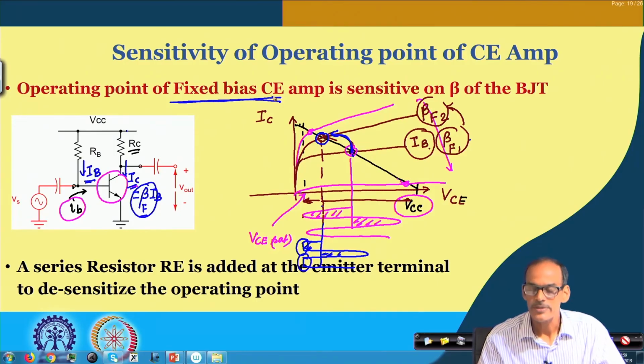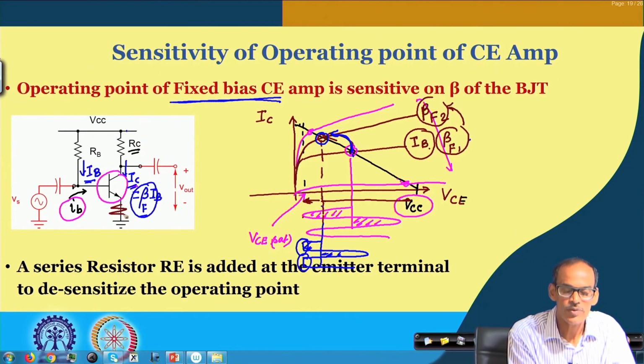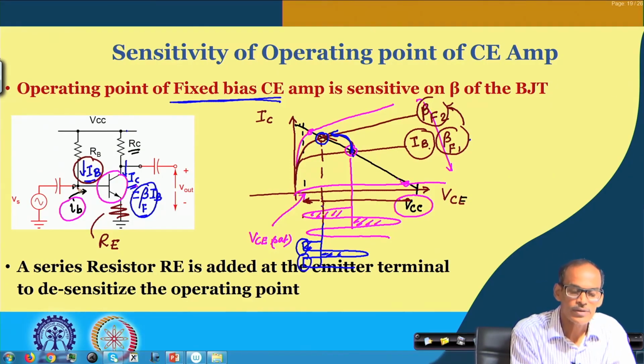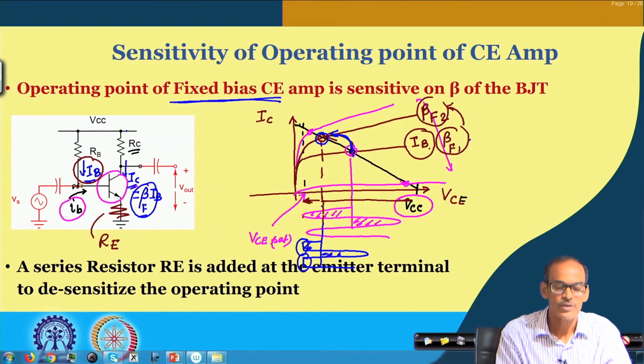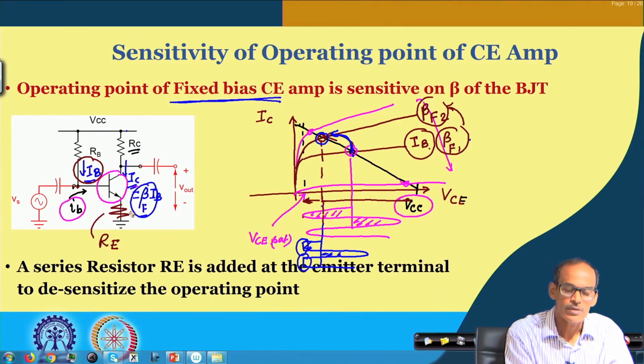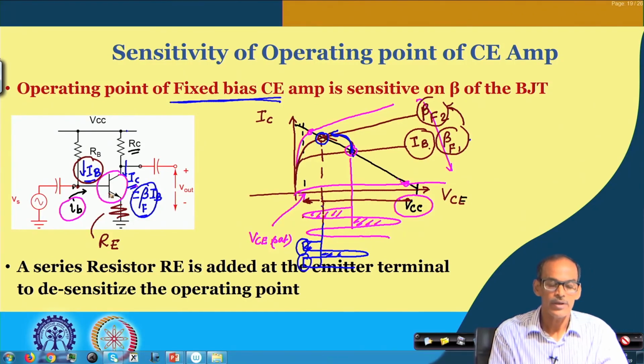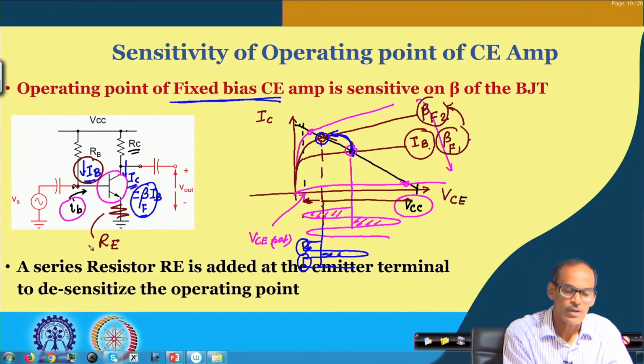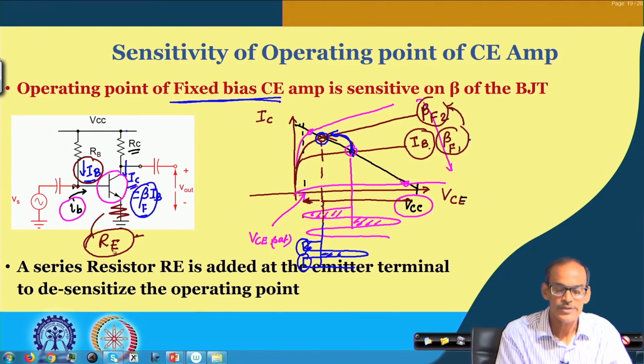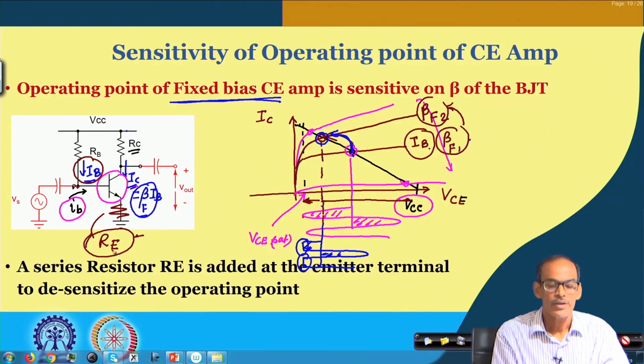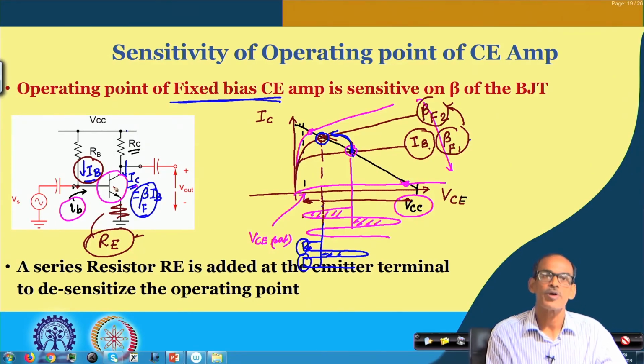So, what is the solution for this? We can add a series resistor at the emitter. If you add one series resistor called RE, then instead of fixing this current, we can try to fix the voltage here by different means, and we will see that the operating point will have better stability. So, that gives us something called voltage bias with emitter degenerator. This RE is referred to as the emitter degenerator, which desensitizes the operating point of the circuit.